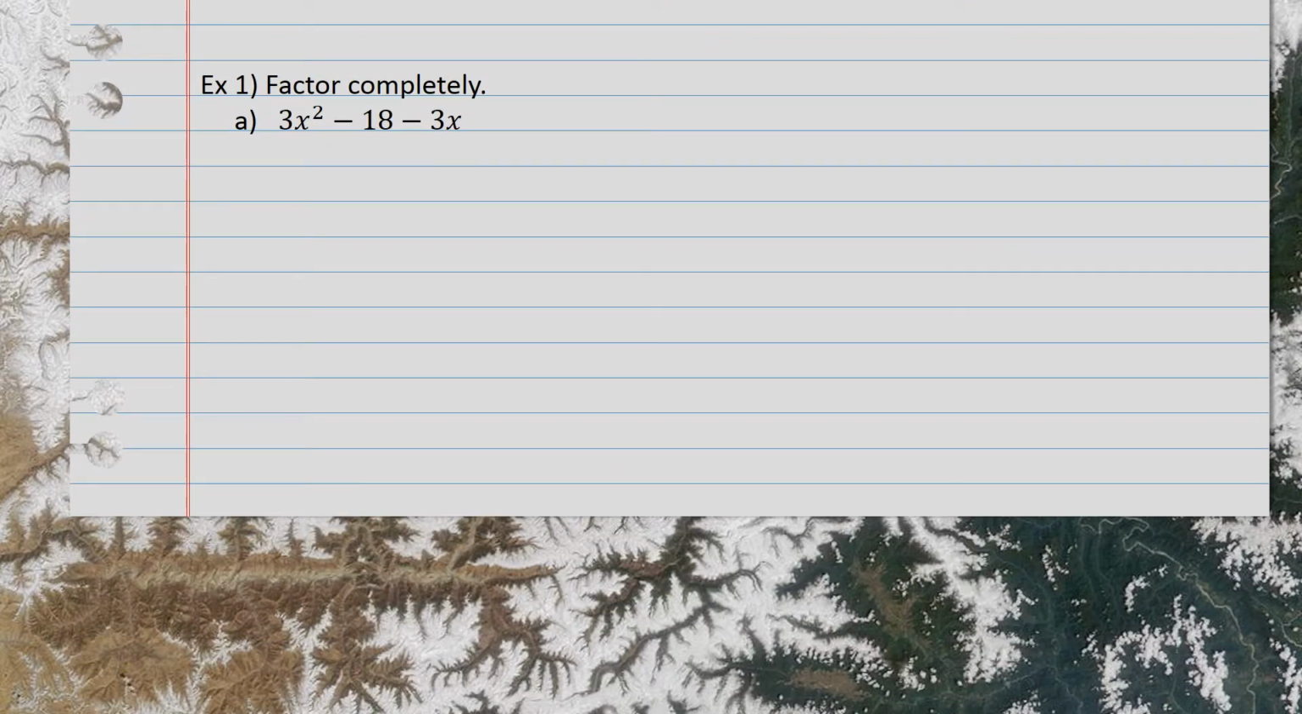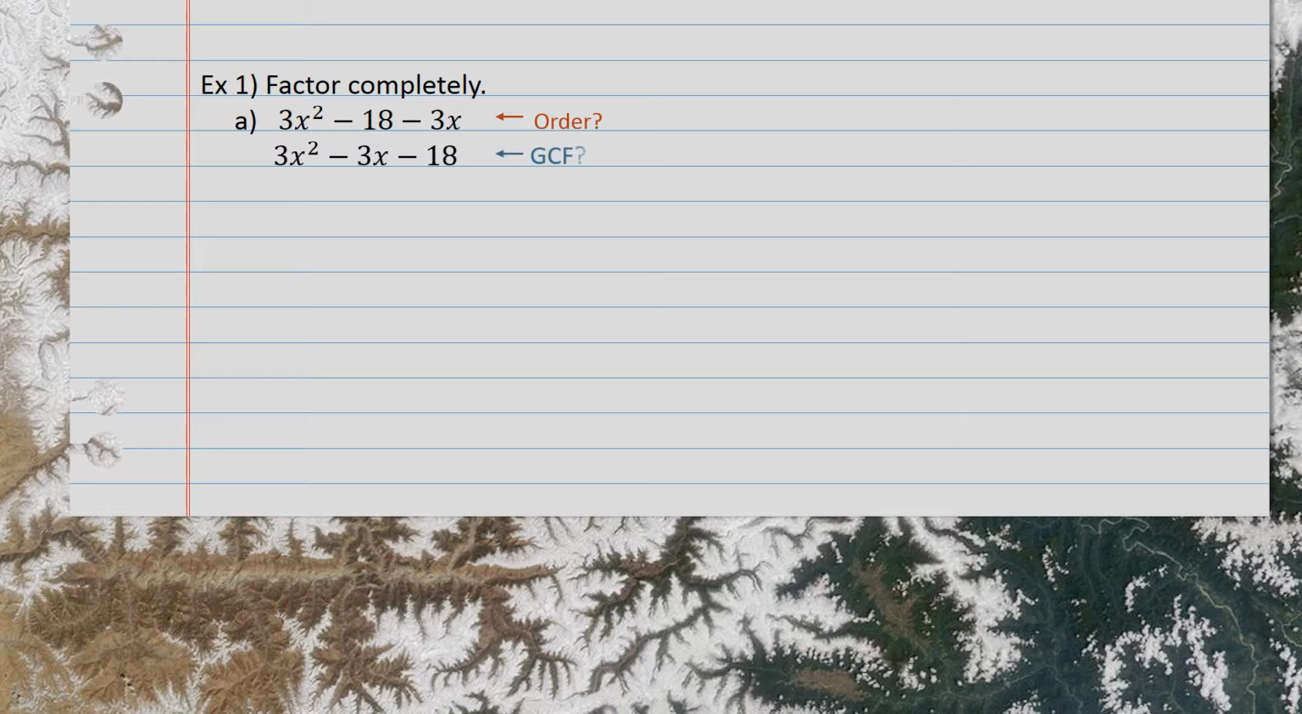Example 1, factor completely. For A, we have 3x squared minus 18 minus 3x. So first, we need to check the order. Is this in the correct order? No. The correct order should be 3x squared minus 3x minus 18.